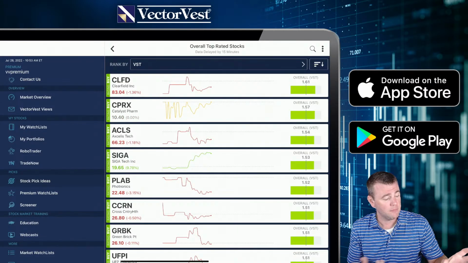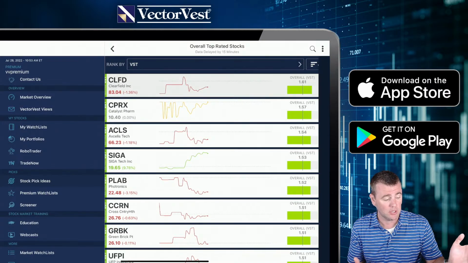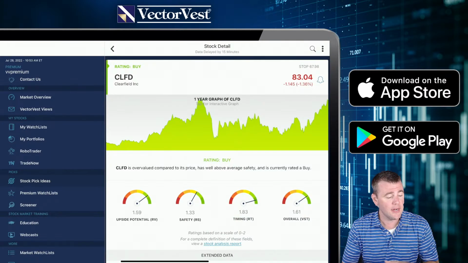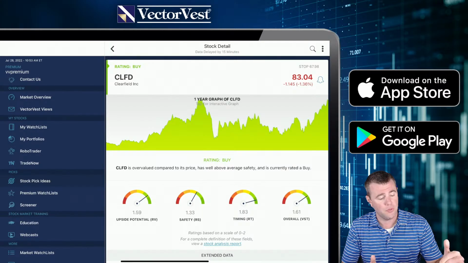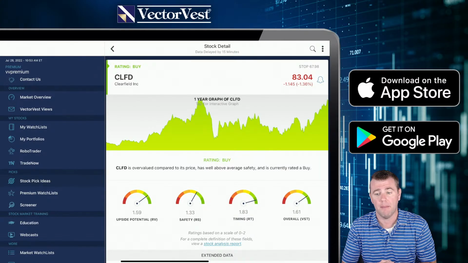So starting off, we'll take a look at CLFD or Clearfield. And the very first thing that we take a look at is right below that little mini graph you have at the top. We have these 4 indicators here at the bottom.